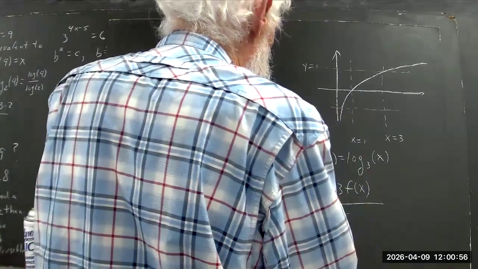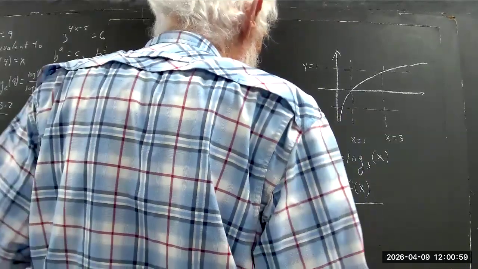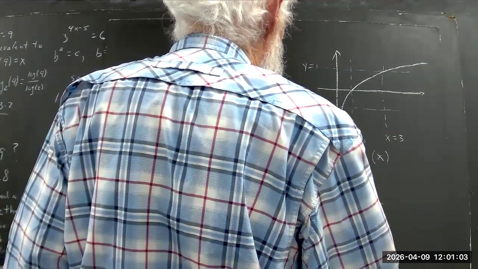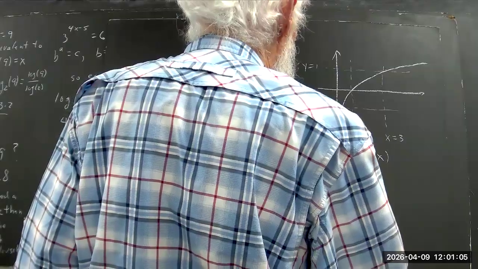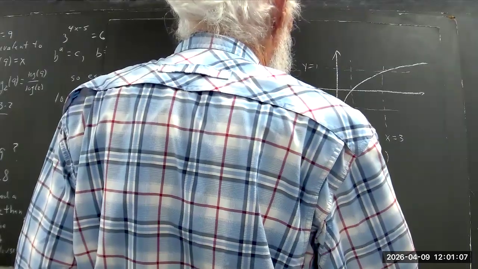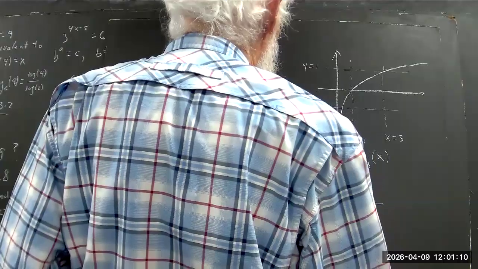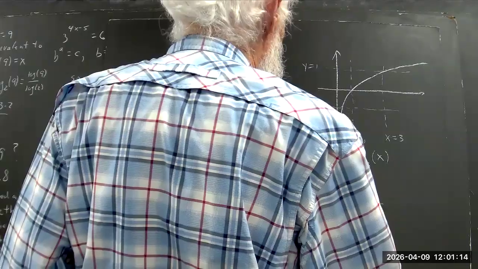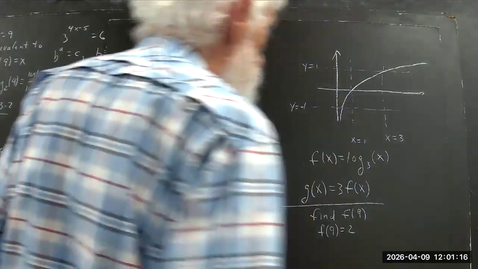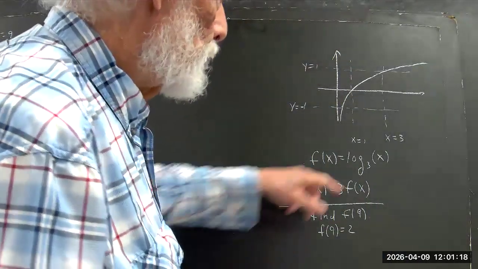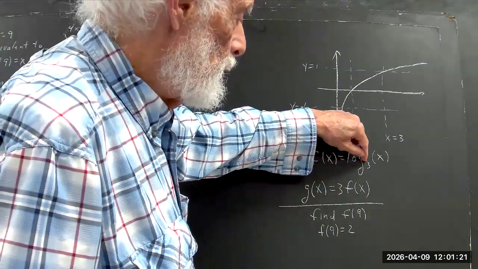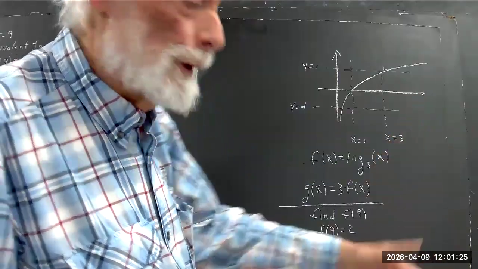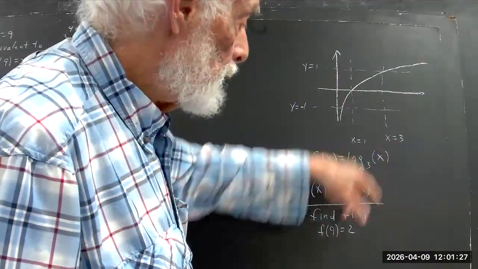So let's just make it real explicit. I'm not even going to say plug in. I'm just going to say, let's find f of 9. f of 9 equals 2, because 2 is the power to which you'd raise 3 in order to get 9. 3 to the second is 9, so the log base 3 of 9 is 2.